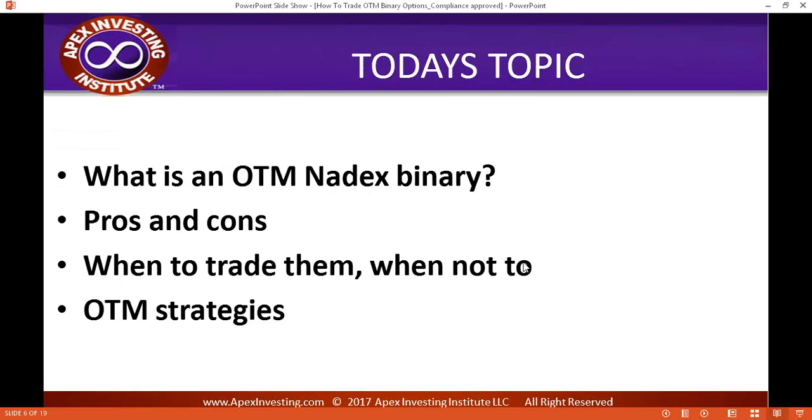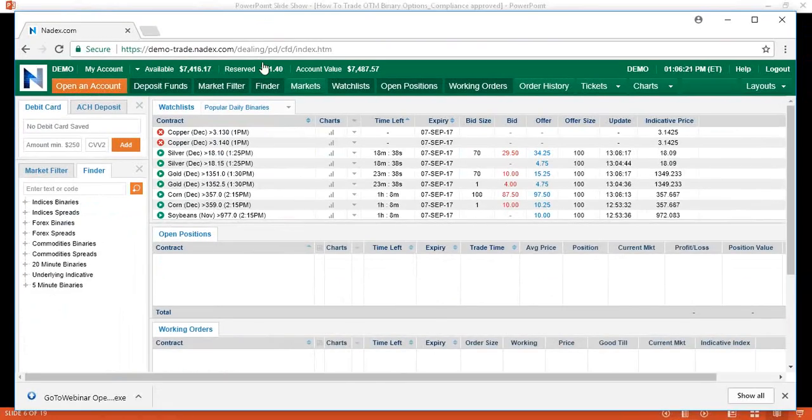So let's jump in and talk about out-of-the-money binaries. What is an out-of-the-money binary? We're going to talk about some of the pros and cons, when to trade them, when not to, and touch briefly on some strategies. I'm going to breeze through a lot of these really quick, a jet tour for you, and show you where you can get more information if you want to dive in a little deeper. But let's pull up the Nadex platform real quick.